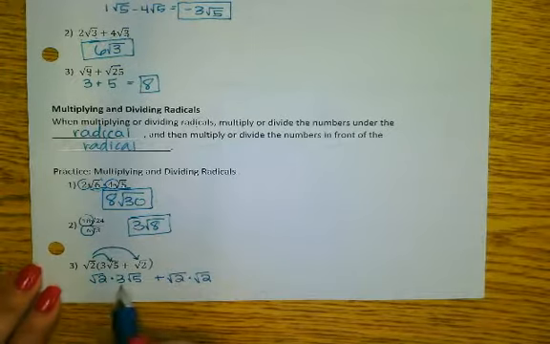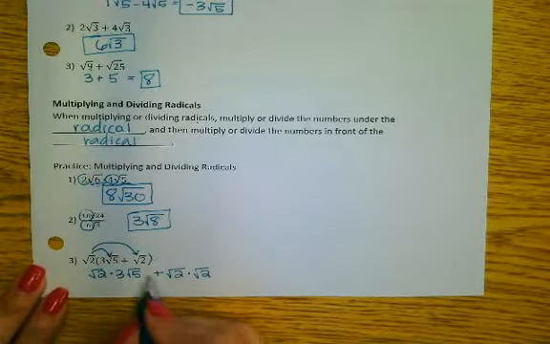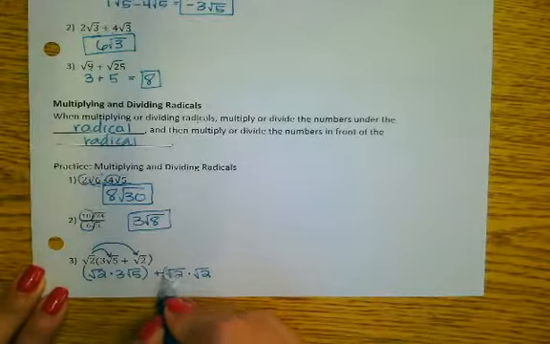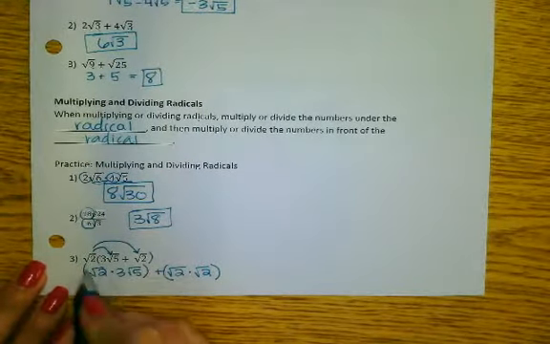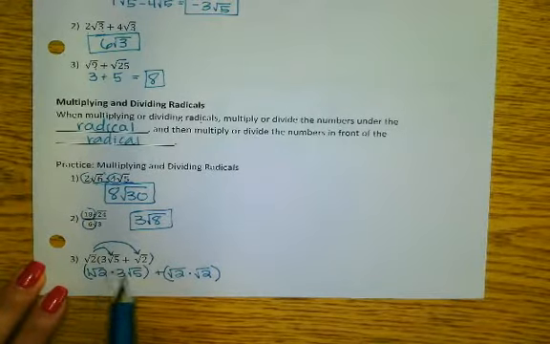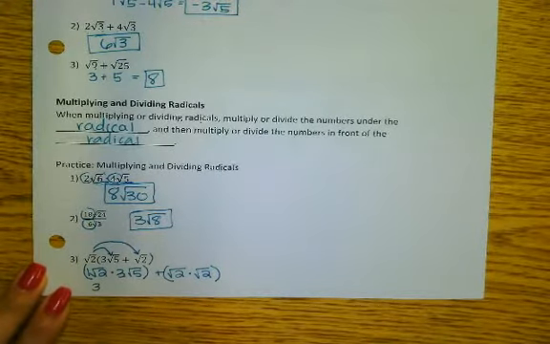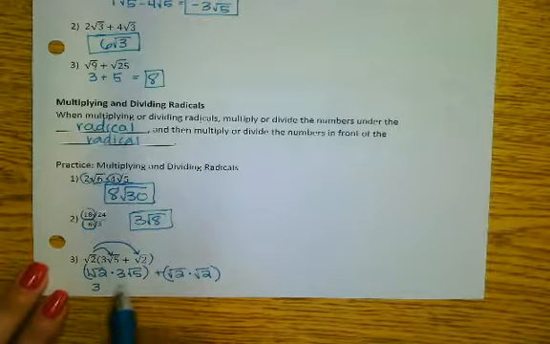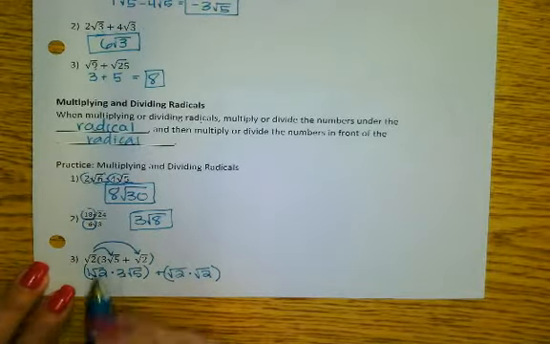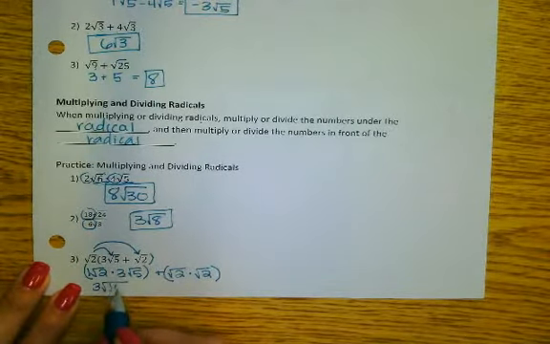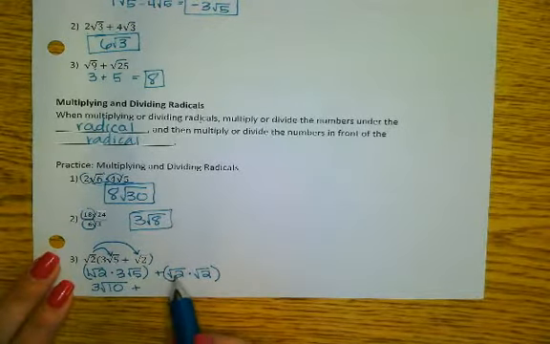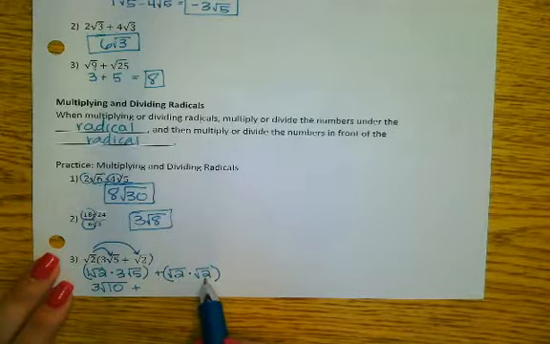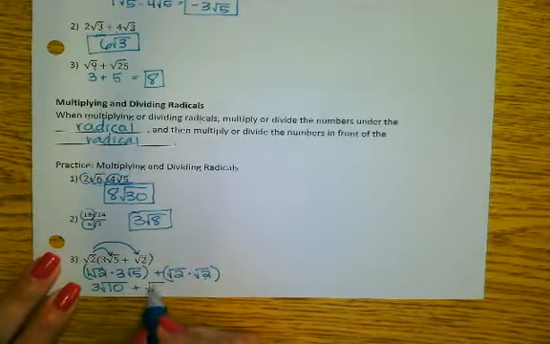Okay, so let's look at one at a time. This is a multiplication problem. This is a multiplication problem. We can multiply the numbers out in front times each other. So 1 times 3, which is 3. Square root of 2 times the square root of 5, which is the square root of 10. Plus the square root of 2 times the square root of 2 is the square root of 4.